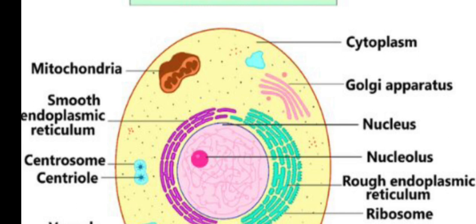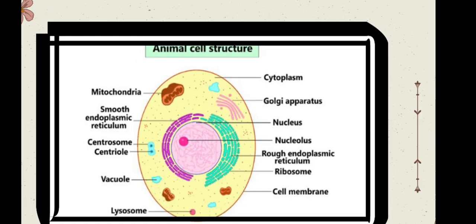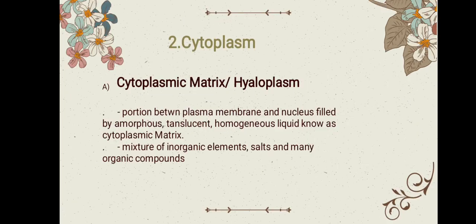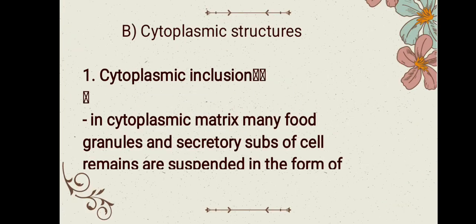The ectoplasm is in the peripheral part, and the endoplasm is in the inner portion, which has granules and is less viscous. So this was about the cytoplasmic matrix. Now let's go with the cytoplasmic structure, in which first is the cytoplasmic inclusion. The cytoplasmic structures are present in the cytoplasmic matrix itself.